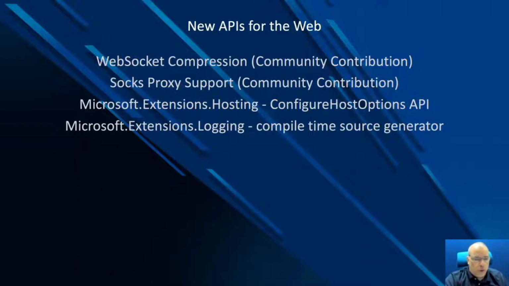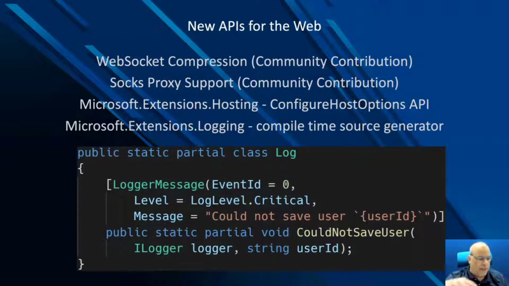There's also a new feature for automatic compile time source generator. This one's a little bit hard to grasp, just based on text. So I'm going to show you one of the examples for it. So here on the third line, we have logger message event ID 0, logger level log critical, message equals could not save user with the interpolated string.